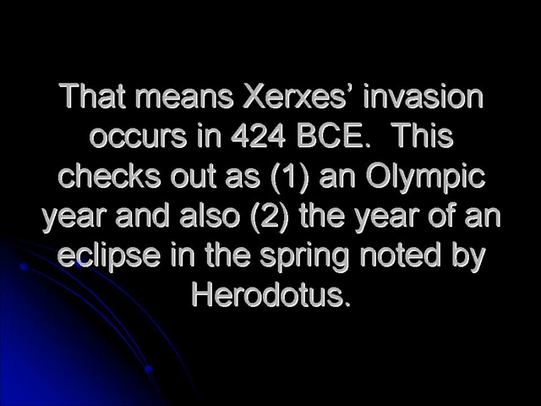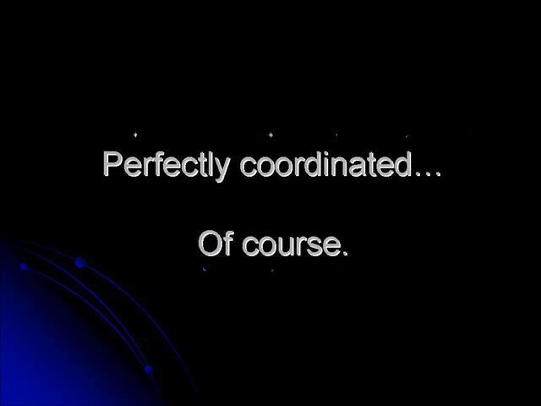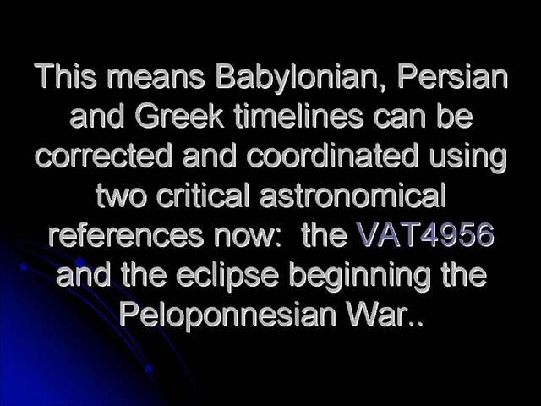That checks out as an Olympic year. There was also an eclipse that year that was mentioned, and so 424 is a very firm year for Xerxes' invasion. And of course, we just add 10 years, and we get 434 for the Battle of Marathon. This means that the Babylonian, Persian, and Greek timelines can be corrected and coordinated using two critical astronomical references now, the VAT 4956 and the eclipses beginning with the Peloponnesian War.